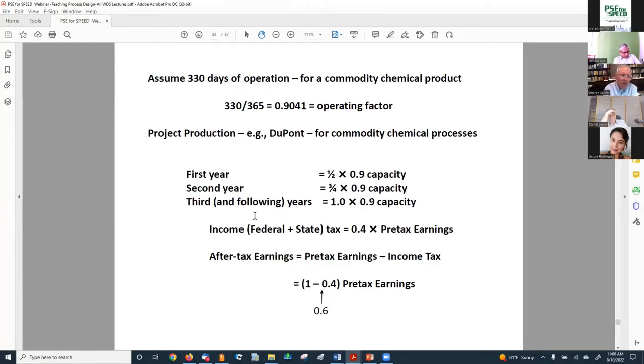estimating the cost of operating in the first year, the second year, third year. What we do is we say, okay, you design the plant for 100% capacity, but you take 90% capacity. And in the first year, only a half of that, because it's going to take you a while to get to the point where you can get to 90% of capacity. You finally get to it in the third year. Okay, I'm going to skip past this.